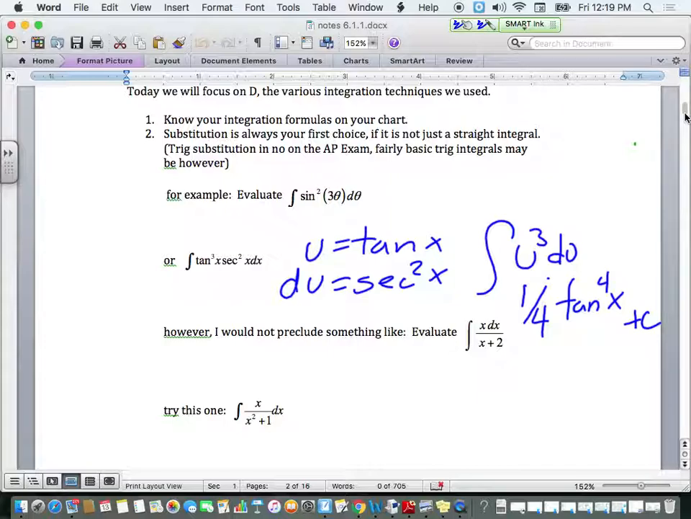All right. So, I would not preclude something like what you're going to see right there, because they've added that to the AB description, so I expect it to be here. What would I do to do this?